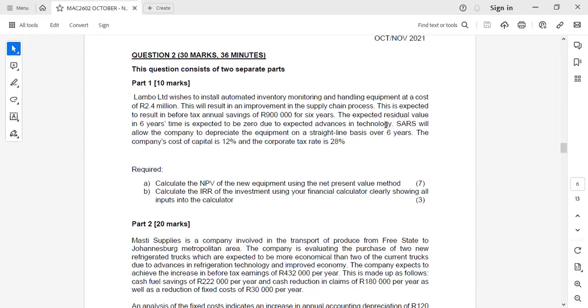The expected residual value in 6 years' time is expected to be 0 due to expected advances in technology. SARS will allow the company to depreciate the equipment on a straight line basis over 6 years. The company's cost of capital is 12%, and the corporate tax rate is 28%. They want us to calculate the NPV of the equipment using the net present value method. Then we'll also calculate the IRR of the investment using the financial calculator, clearly showing all inputs into the calculator.